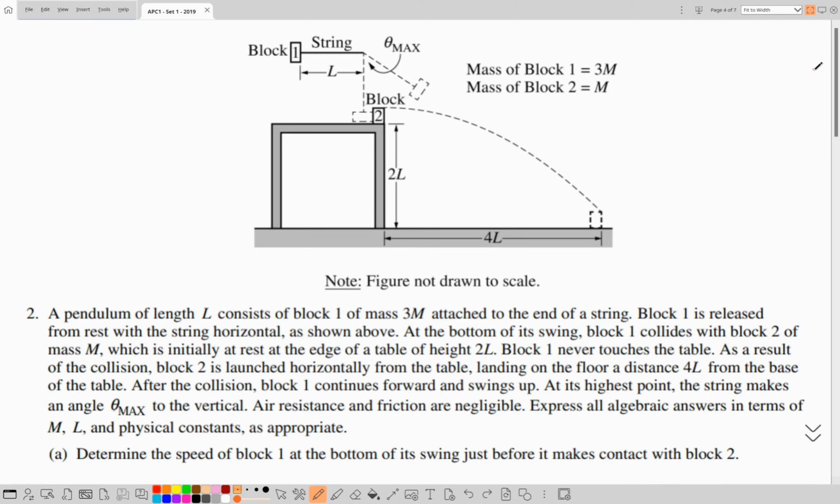Hello AP C Mechanics students, today we'll solve the past paper FRQ 2019 set 1, exercise number 2. Always remember that the figure happens to be above the exercise itself.